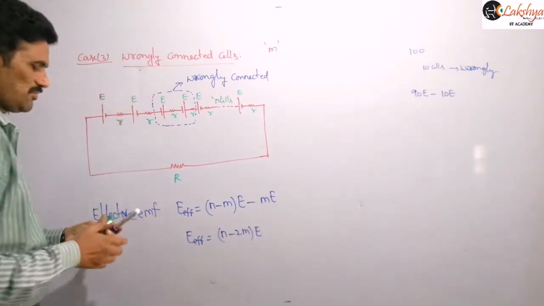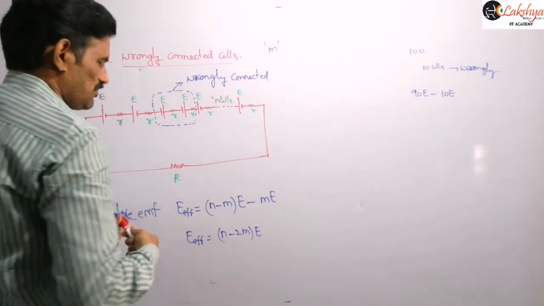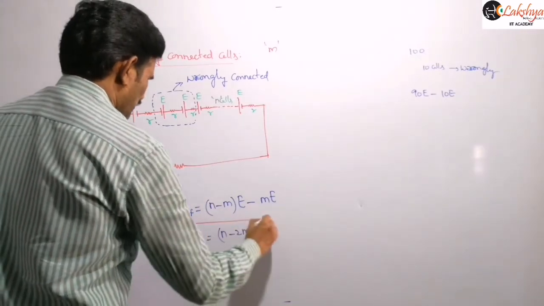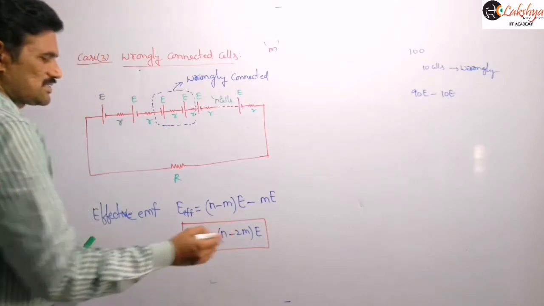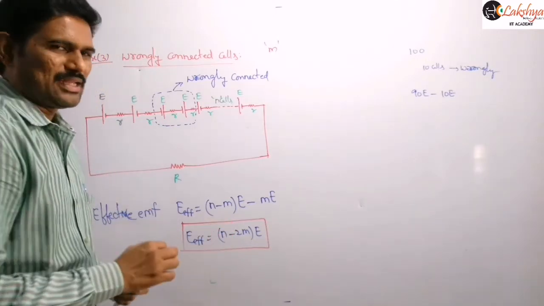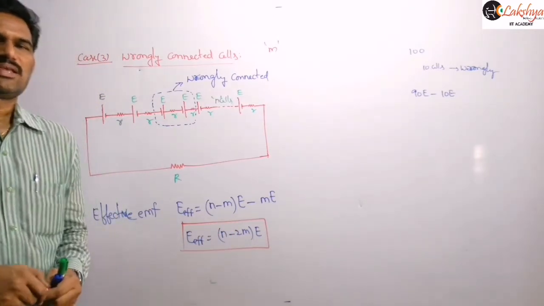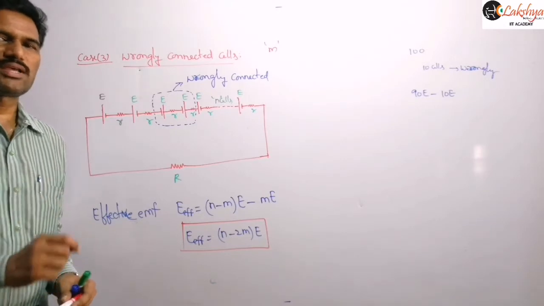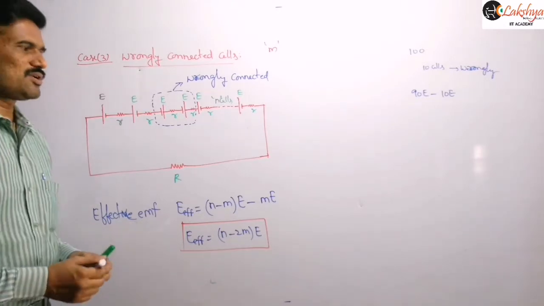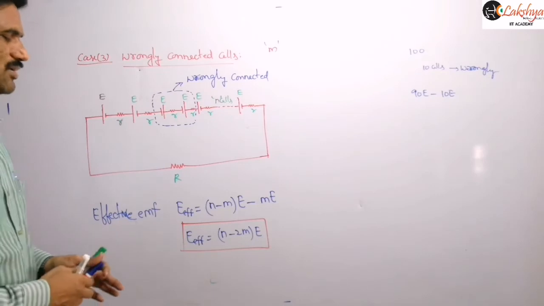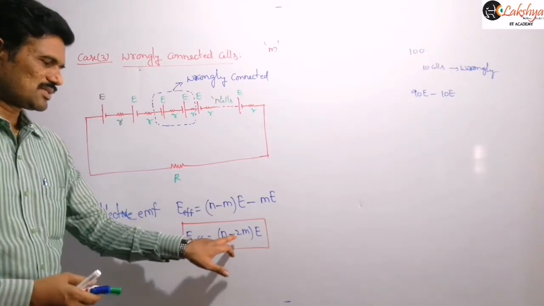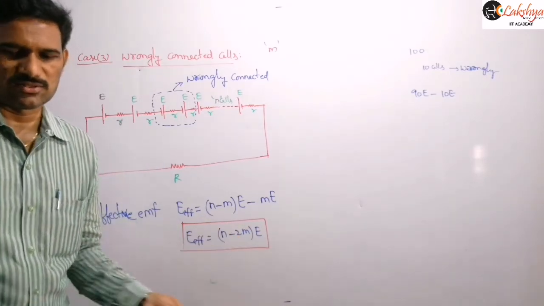So you need to remember this. You need to remember how we are writing also: (n minus 2m) into E. N is the total number of cells and m is the number of wrongly connected cells. That is a point you need to remember here.